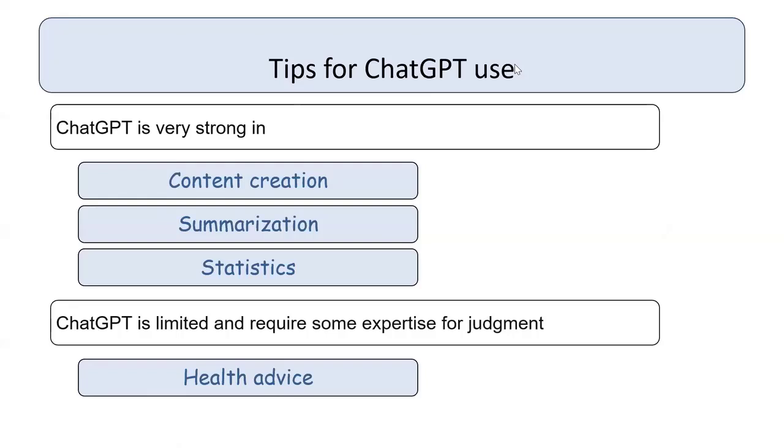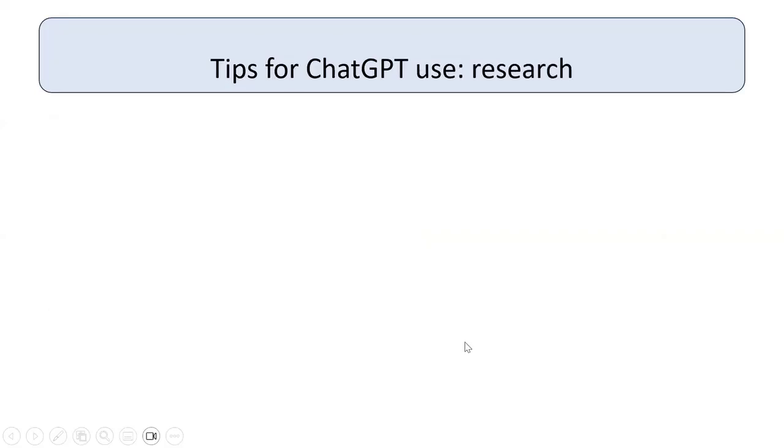ChatGPT is very strong in content creation, summarization, and statistics, but keep in mind that it is limited and requires some expertise for judgment in health advice. In those areas it is very strong. But if you ask ChatGPT to suggest some medical advice, keep in mind that it can make mistakes and you have to have some expertise for judgment.